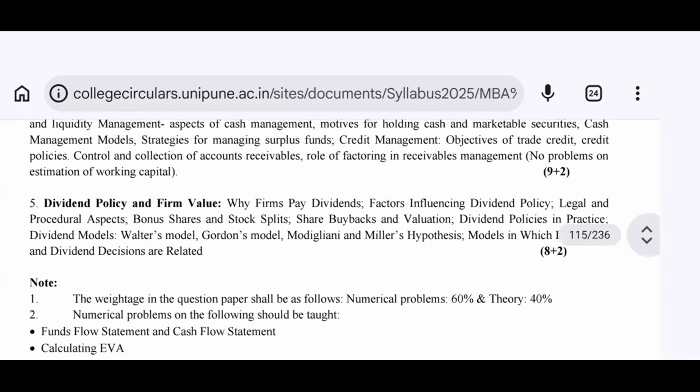The last unit of your syllabus is dividend policy and firm value. My dear students, this is the most critical chapter because here you will find Modigliani Miller, Walter, then Gordon. So there are a total of four different theories which talk about how the dividend and firm value are decided.